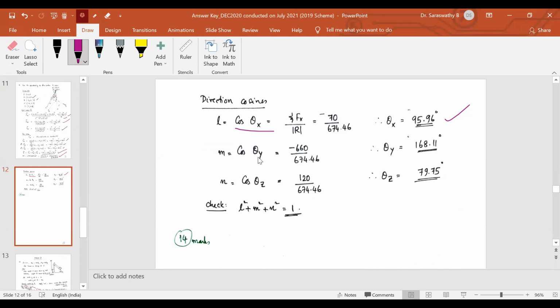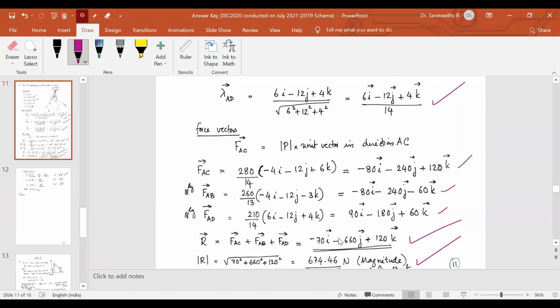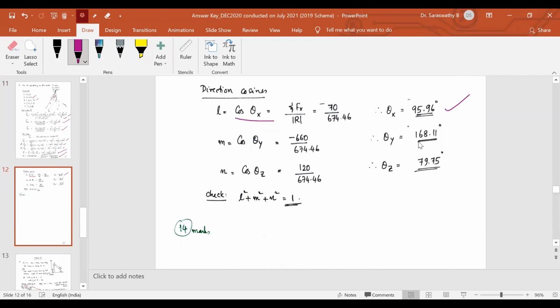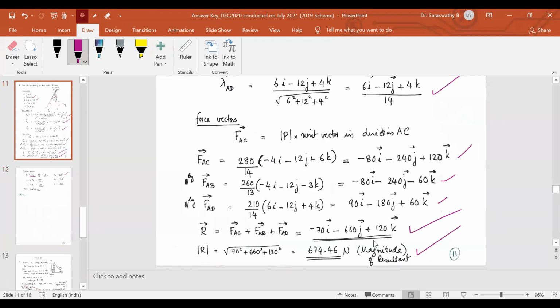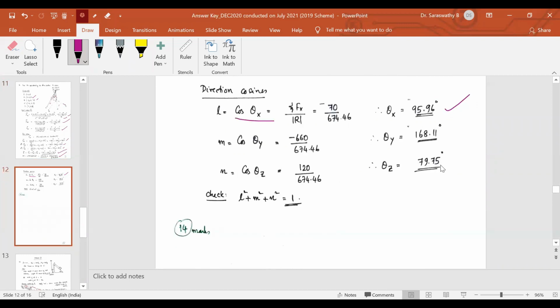Similarly, cos theta y, the angle which the resultant makes with the y direction, also called direction cosine m, can be obtained from the second value Fy, that is minus 660 by 674.46, so we'll get theta y. And the third one is 120 by 674.46. So you have got the magnitude of the resultant as well as its directions with the x, y, z directions. Now we can check: do this calculation and you get the values. L square plus M square plus N square is equal to 1. That's a check on your answer. This is a 14-mark question.